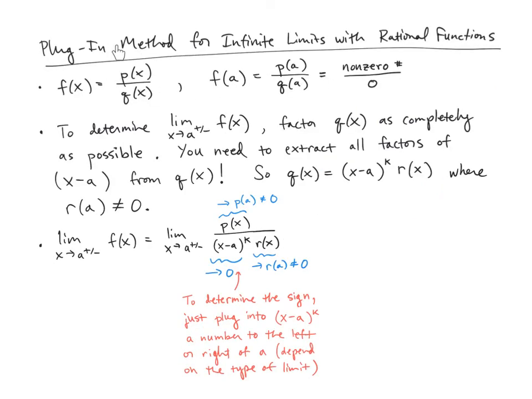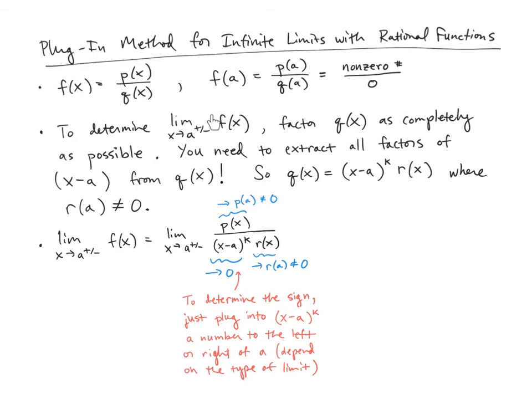So here's the method in general. It's a plug-in method for infinite limits with rational functions. So you have a rational function as a quotient of 2 polynomials, and let's say we're looking at the limit as you go to a from the right or left, and you plug in a and you find that you get a non-zero number over 0. So that signals an infinite limit.